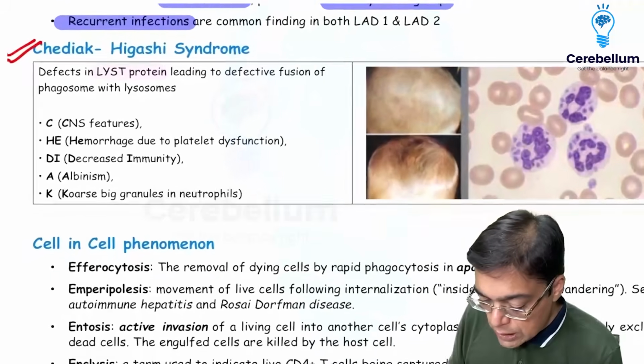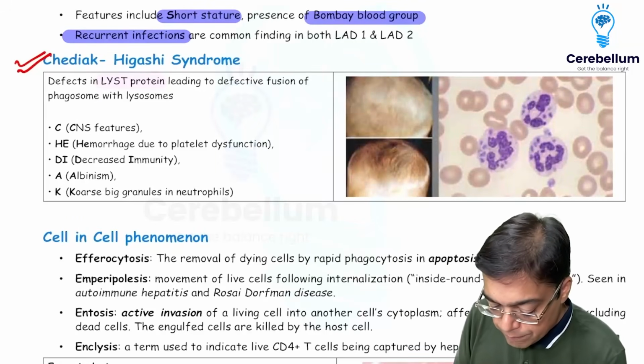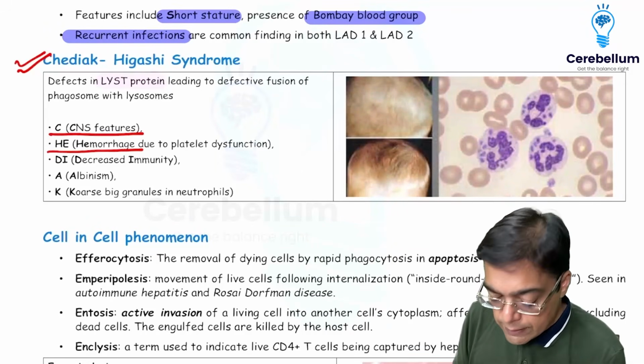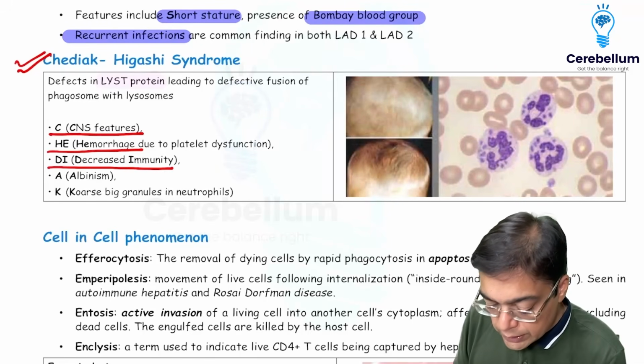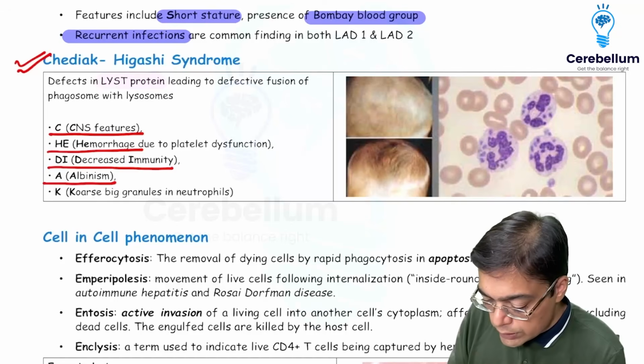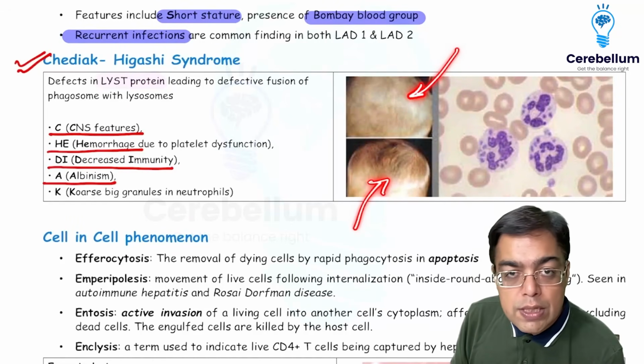So these patients are going to be having the presence of CNS manifestations, neurological symptoms are seen, increased risk of hemorrhage tendency in the patients because of dysfunction of platelets. There would be decrease in immunity, explaining the increased infections. There is going to be presence of albinism, as can be seen with respect to the color of the skin and hair. Classically, that has been given in case of the questions asked in the exam.